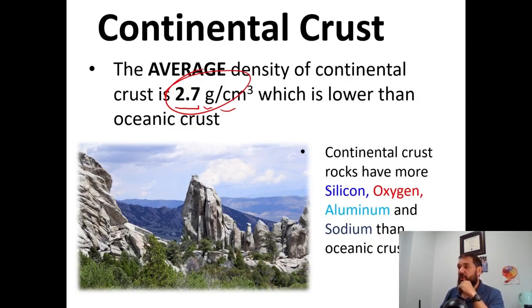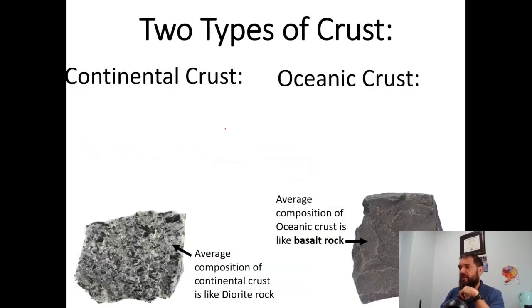Continental crust has more silicon. Forget about aluminum. I'm sorry I put aluminum here. I have to eliminate that. But they have more silicon and oxygen. And they also have more sodium and potassium than oceanic rocks. So those are some specific chemical differences. Okay, we're going to see that ocean crust has more magnesium and iron. Continental crust has more potassium, sodium, and silicon.